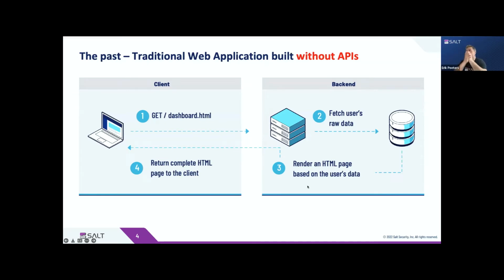So what is actually an API and how did the world change? If we look in the past, we had traditional web applications built without APIs. So basically, when you went on your laptop to a website, you did a get for example, dashboard.html, which is an internet page that went to a server. The web server then fetched the user raw data on the backend from a database. That raw data was sent back to that server. On that server, you would render an HTML page, and that complete HTML page would be sent to the client.